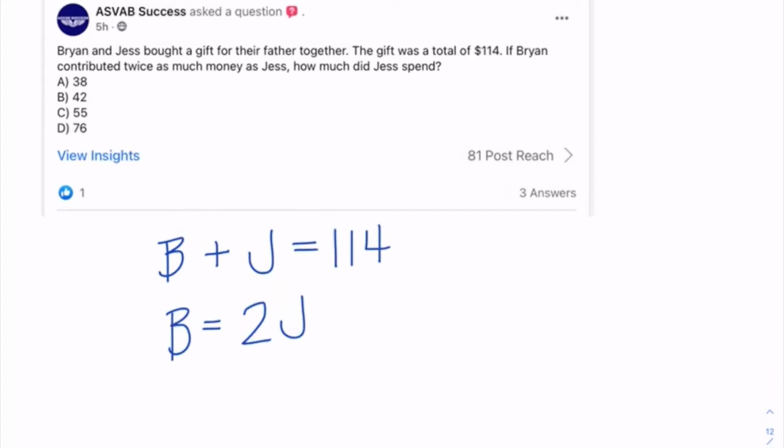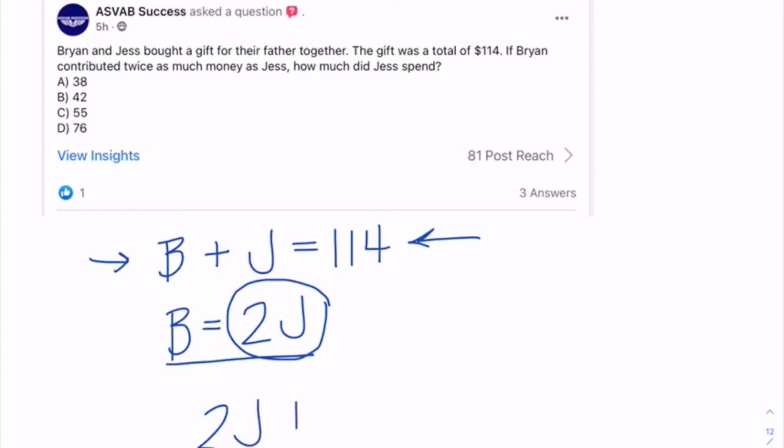So what I've done is I've created 2 different equations. What I need to do now is wherever I see B in this first equation, I'm going to substitute it with what B equals. Okay? So if B is 2J, I can rewrite this first equation and say, well, B is actually 2J plus J equals 114. So all I did was rewrite the first equation, but I replaced the B with the 2J because this one tells me that that's what it's equal to.